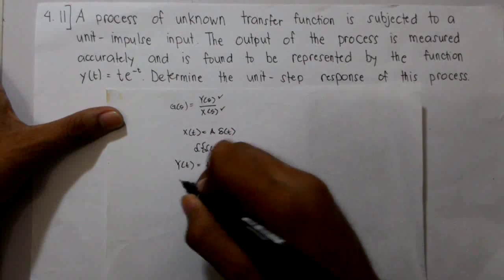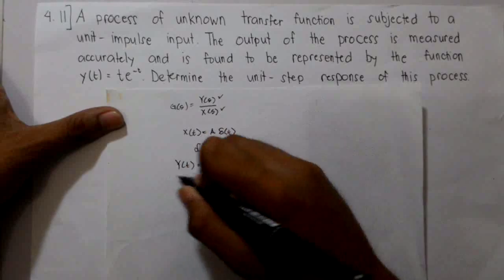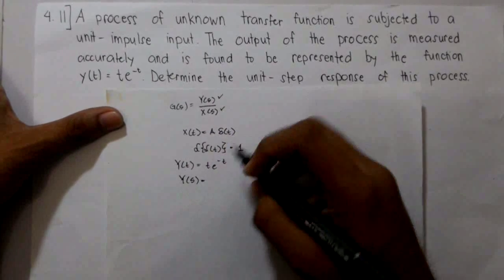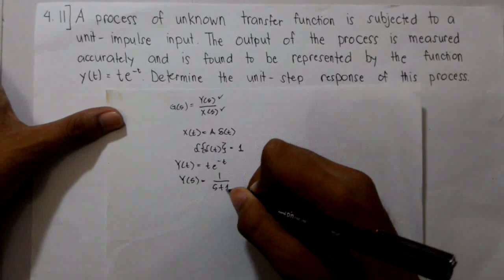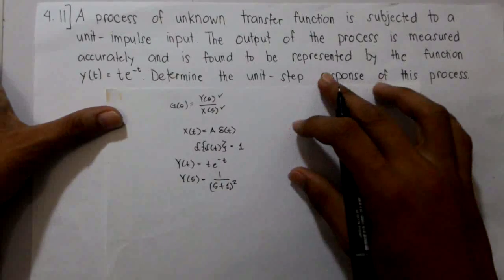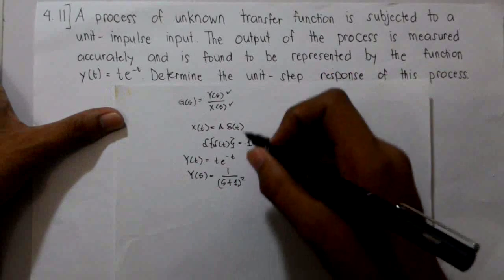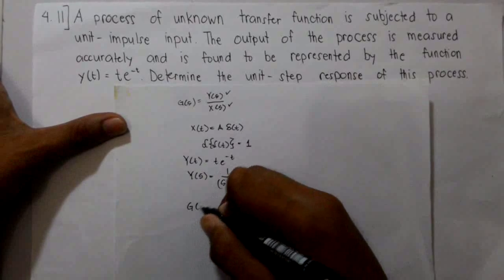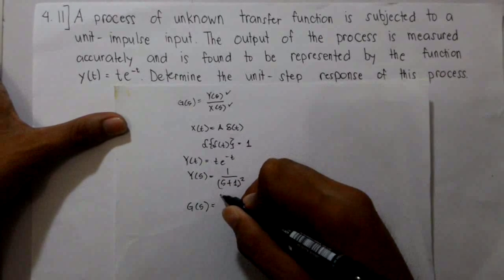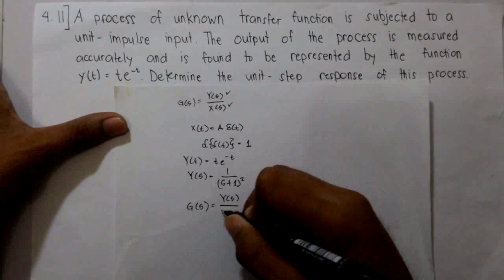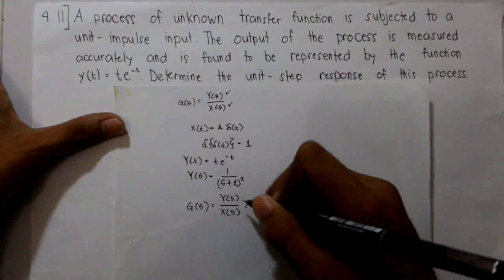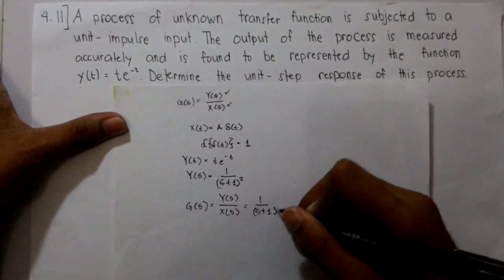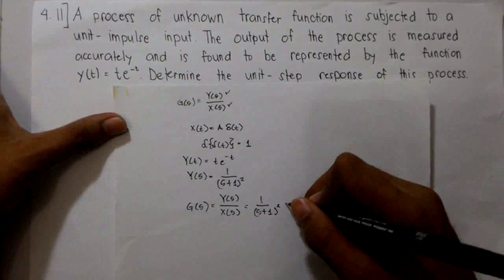To find the Laplace transform of this function, we go to the table and find out that Y(s) is equal to 1 over (s+1) squared. So substituting this to get our transfer function, G(s) = Y(s) over X(s) is equal to 1 over (s+1) squared. This is our transfer function.